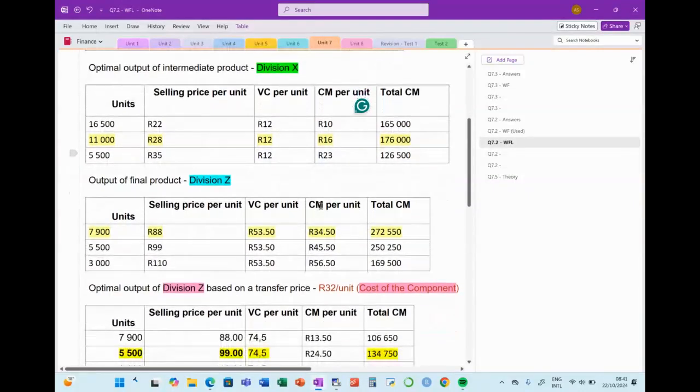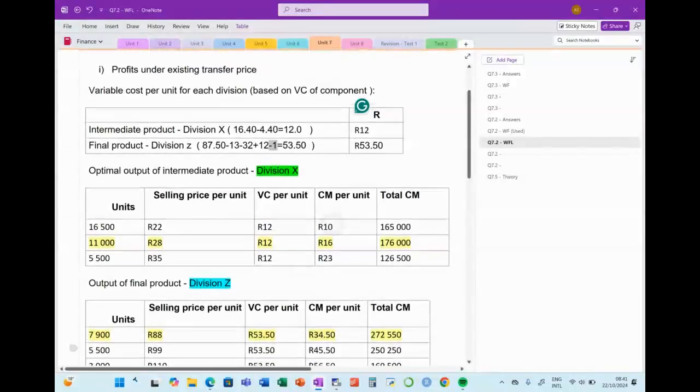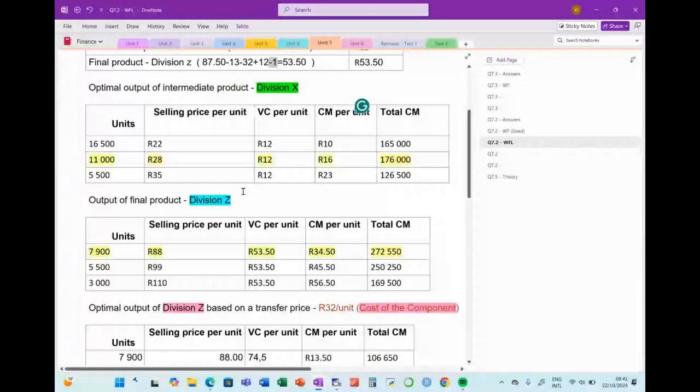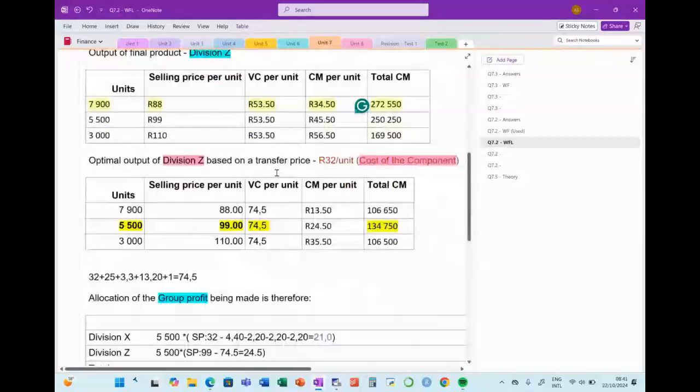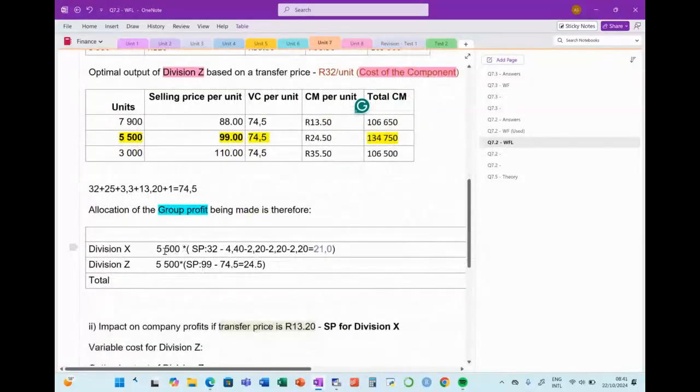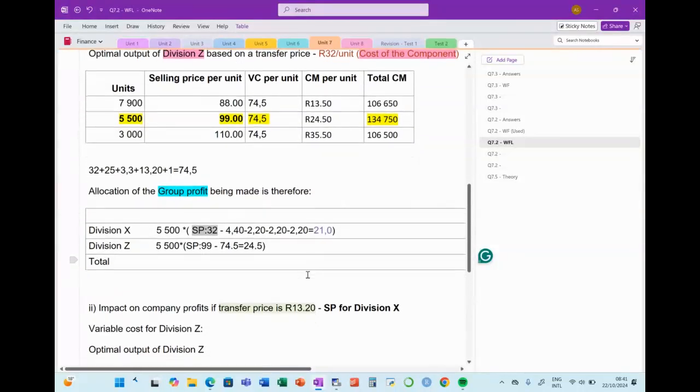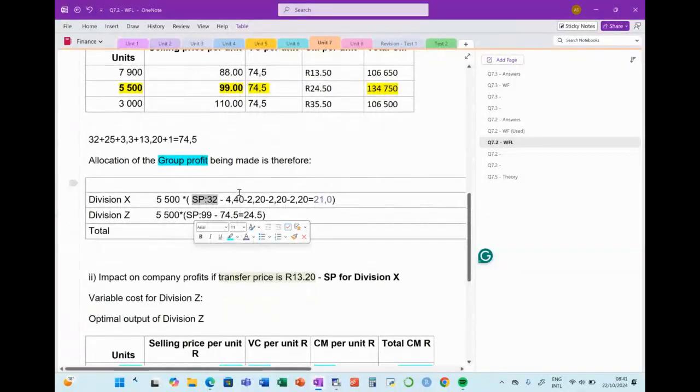Yes. So take me there, show me on the screen. Should I go up? Or am I fine? This one? Okay. Here. Division X. So this is the selling price, isn't it? Then we're deducting our variable costs, isn't it? So here again, we got our 440.